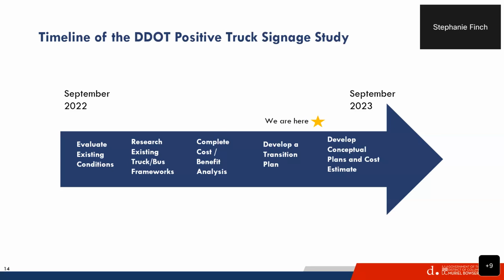And as Laura said, we started with evaluating existing conditions, researching peer cities and existing truck and bus frameworks, completing our cost benefit analysis, transition plan, developing conceptual plans and cost estimates, and coming up with overall recommendations and findings. And so we're about a couple months out from the end of the study, and the stakeholder outreach component here is absolutely crucial to the findings.